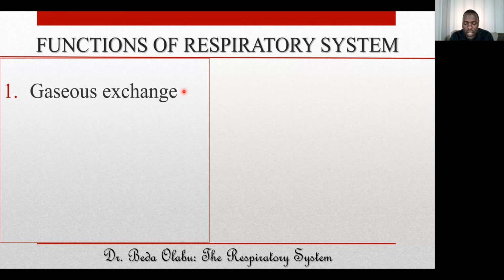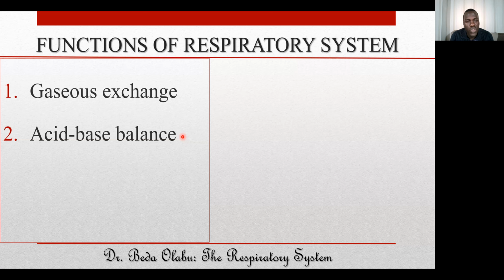Apart from gas exchange, there are other functions of the respiratory system, namely acid-base balance. The respiratory system is important in ensuring that the blood has the correct potential hydrogen, the correct pH. Well, there are 3 systems that help to regulate the body pH: the respiratory system, the renal system, as well as the blood itself.